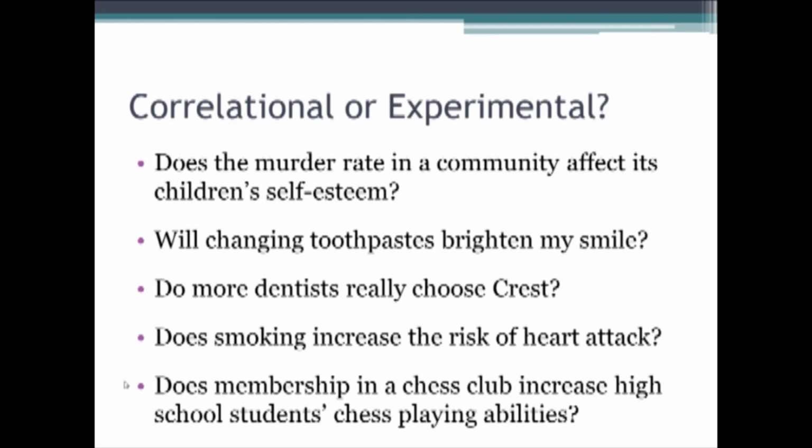So with correlational studies, you always have to be careful when you're talking about causation. An experiment would be better, because you could randomly assign. You could ask who would be interested in being in the chess club, and 100 kids say I would be, and then you randomly pick 50 of them to be in the chess club, and 50 of them don't join.